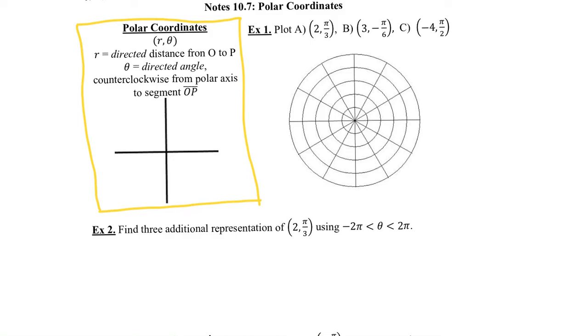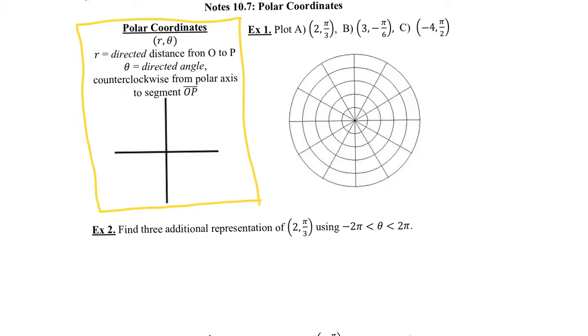In 10.7, we're going to introduce polar coordinates. Polar coordinates are another way to graph points and graphs and other things, just using a different system than the rectangular coordinates, the x, y that you are used to. When we write an ordered pair for a polar coordinate, it's r comma theta, where r is the directed distance from O to P. P is the point. Theta is a directed angle counterclockwise from the polar axis to segment OP.